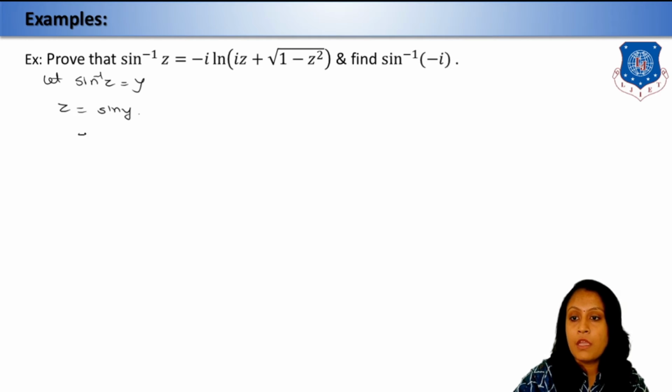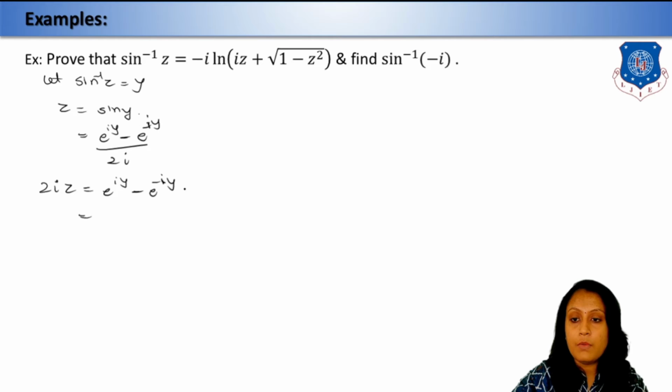Sine y. Now we know the formula for sine y, that is e raised to iy minus e raised to minus iy upon 2i. Now take this 2i over here, so 2iz is equal to e raised to iy minus e raised to minus iy. Now we will take out e raised to minus iy, so you will get e raised to 2iy minus 1. Now this e raised to minus iy we will bring over here, so you will get 2iz e raised to iy is equal to e raised to 2iy minus 1.